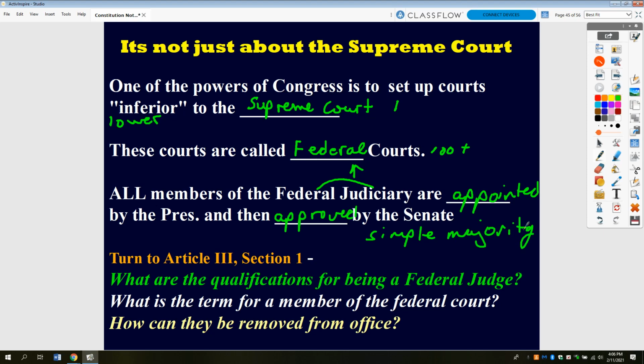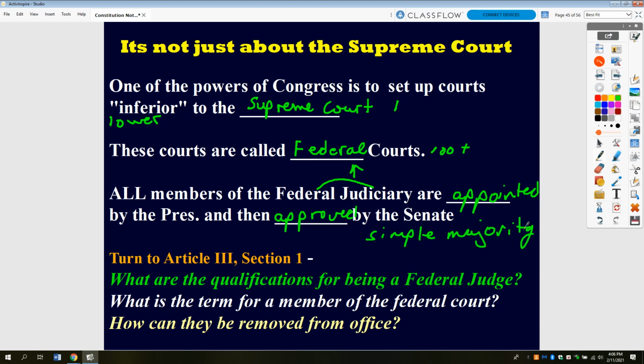Now, if you look at Article 3, Section 1, you're going to find in that first section, and it's a short paragraph, there's some important information about the qualifications for being a judge and what the term for their being a member is. How long do they get to serve as a federal judge? And then lastly, how is it they can be removed, which is not something that is plainly stated in Article 3, but is more so stated in Article 1 of the Constitution.